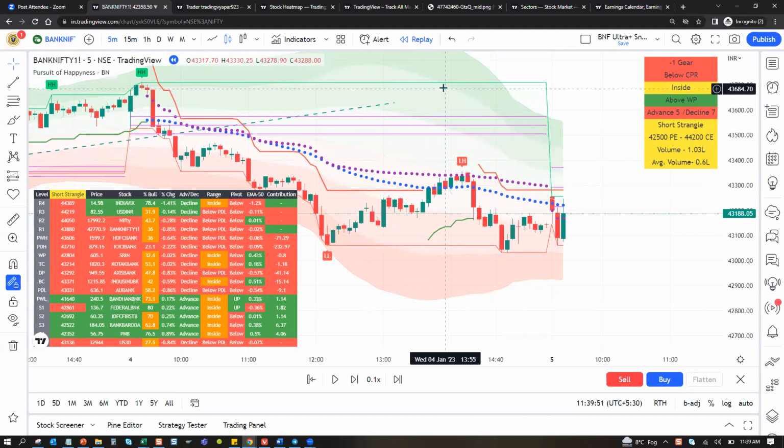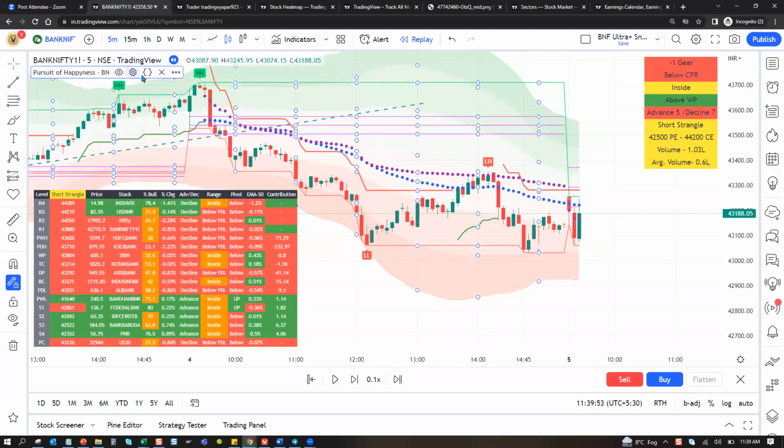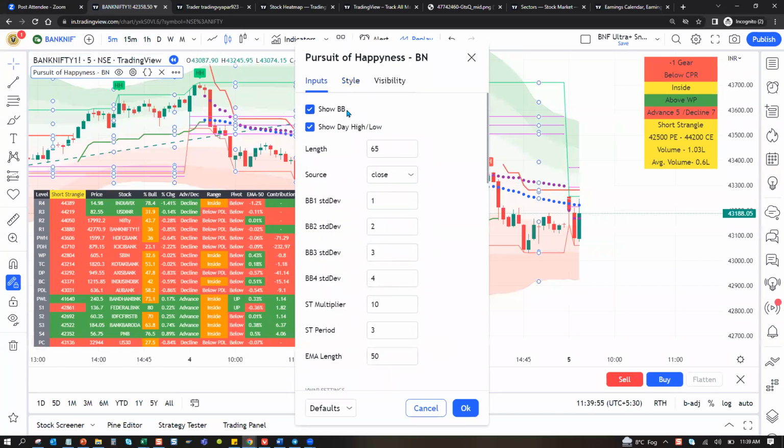And you can even remove this Bollinger Band, etc., if it is too much, right? You show BB, meaning show me the Bollinger, remove this. The length, the period of this Bollinger Band is 65 days. There is some reasoning behind this as well. You can remove this, but let's say for now we'll keep it.